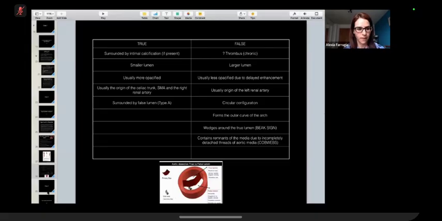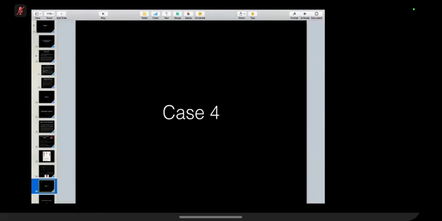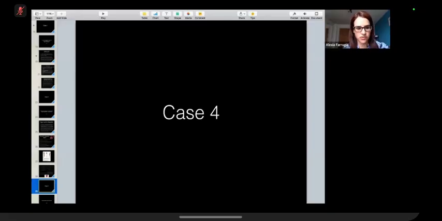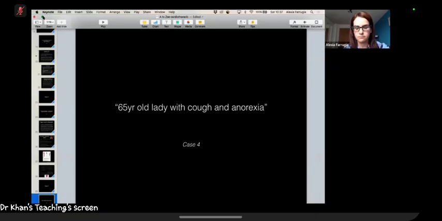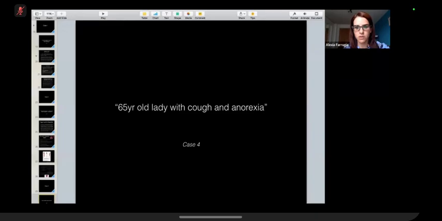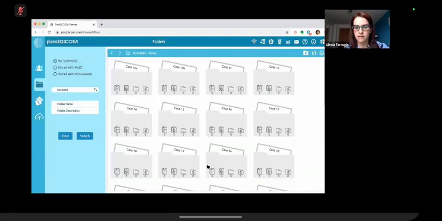Okay. Shall we go to case 4? Do you want to take this one, candidate 1, as well as your last case? Yeah, sure. Okay. So this is your history. 65-year-old lady with cough and anorexia. So keep that in mind. And we will go to the DICOM stack and have a look at her imaging.